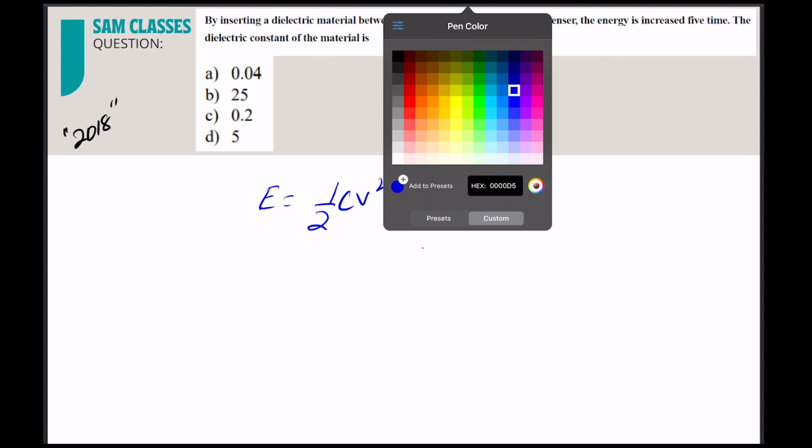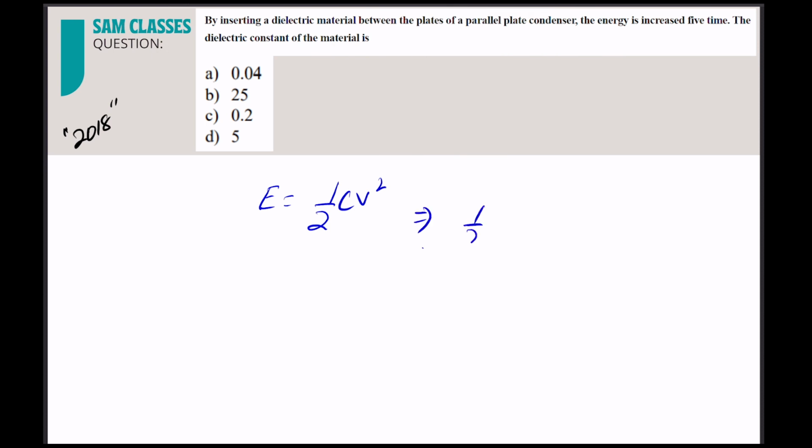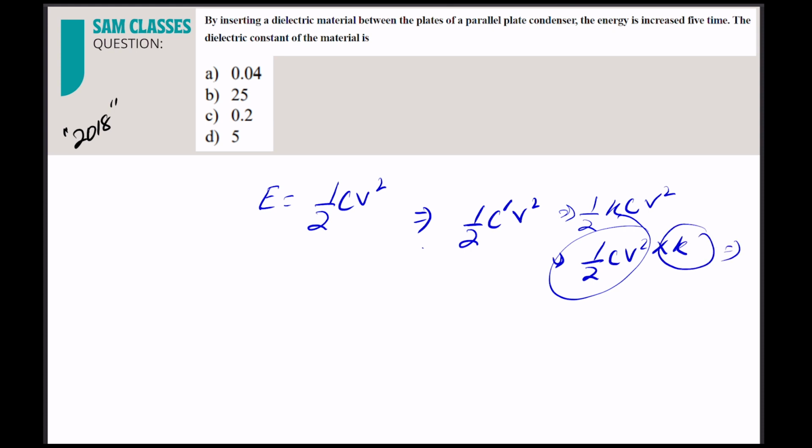So the moment capacitance changes, in place of C it is C dash, so we get half C dash V square, that is equal to half KC V square, which is equal to half CV square into K. Now they've given that the energy becomes 5 times. So this was already there, so it becomes 5 times into K. K is equal to 5. That's it. Clear?